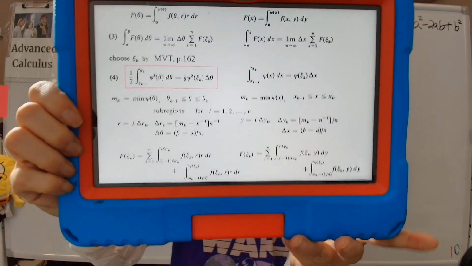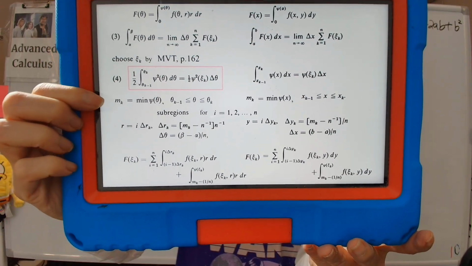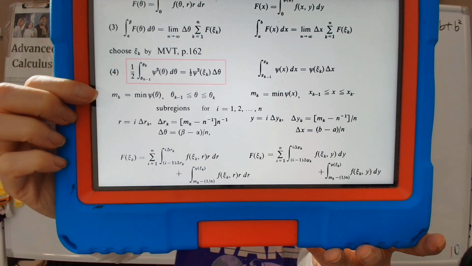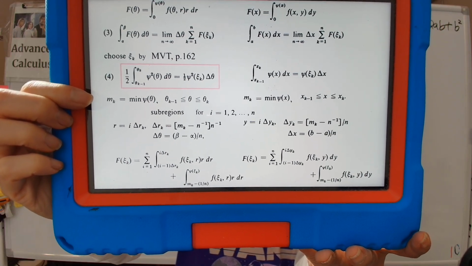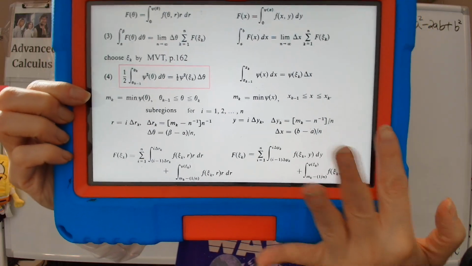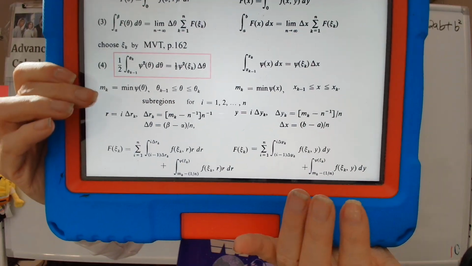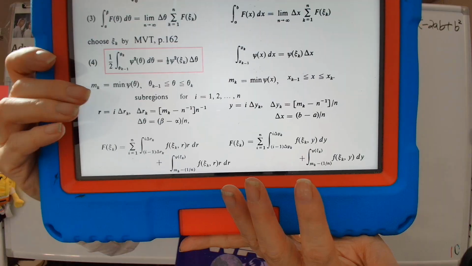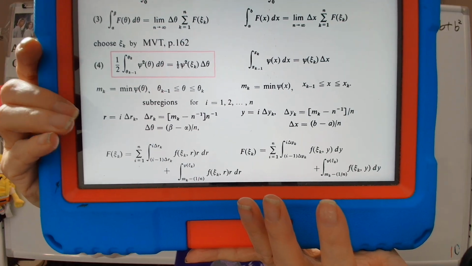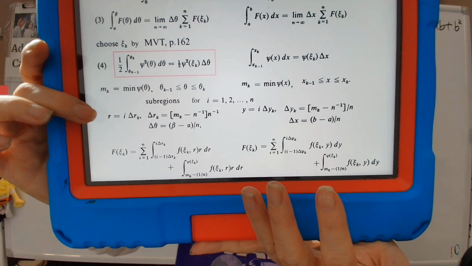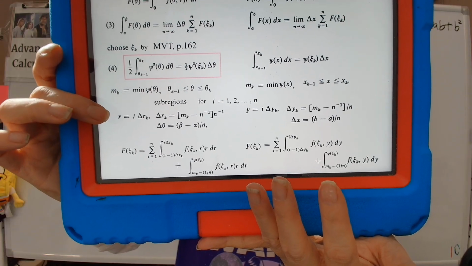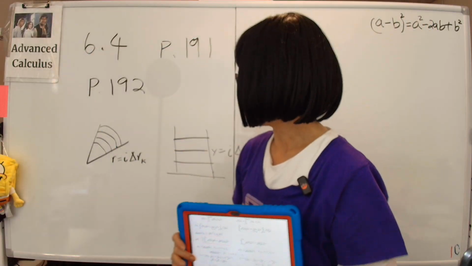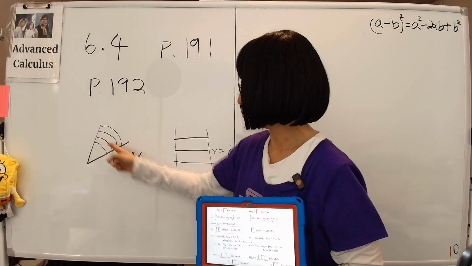So then next, we're going to let m k be the minimum of phi of theta from k minus 1 to k of theta, just like before, same deal. Right, and then we're going to draw a bunch of subregions. The subregions are defined by the circles. This is a circle, r equals i delta r k, where i goes from 1 to n. I have some drawn here. Okay, these things are all the r's.